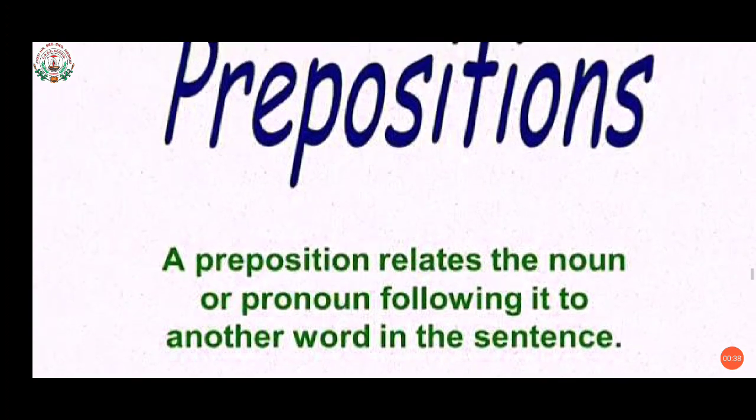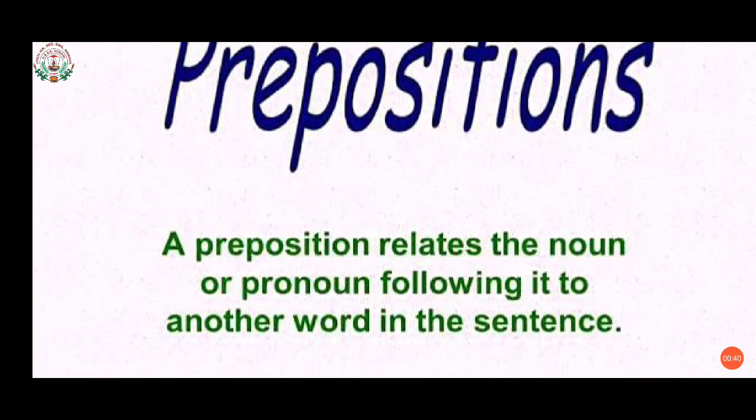So the definition of prepositions, here you can see: a preposition relates the noun or pronoun following it to another word in the sentence. That is, prepositions are the words that are placed before a noun or a pronoun. Whenever we want to use these prepositions, we have to place them before a noun or a pronoun. Prepositions show the relationship of the noun or the pronoun with the other words in a sentence.